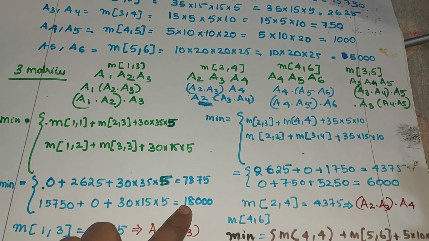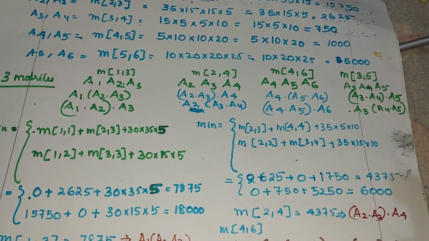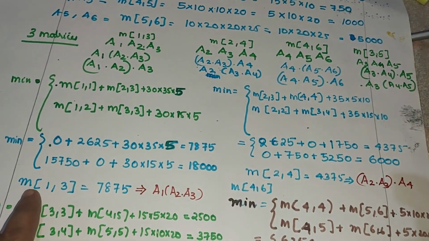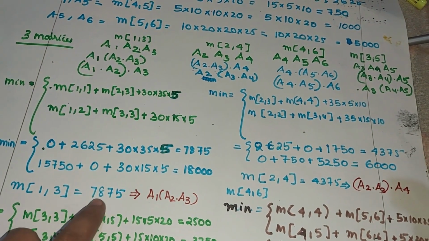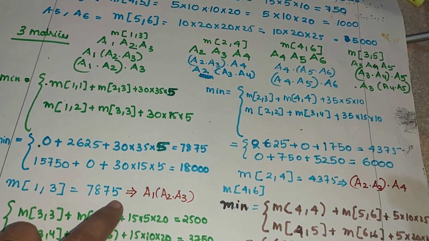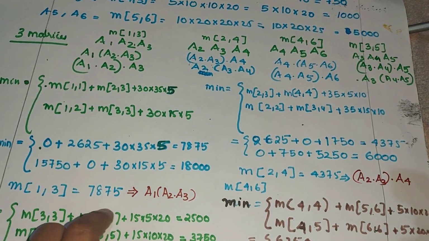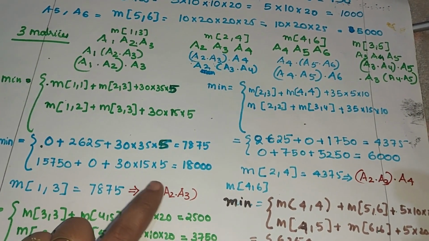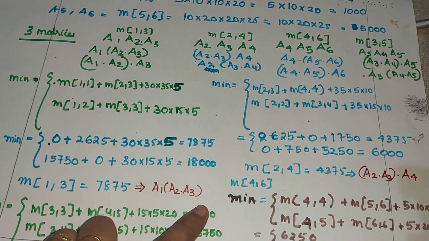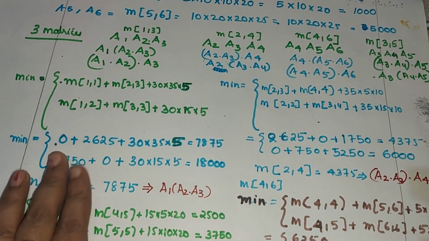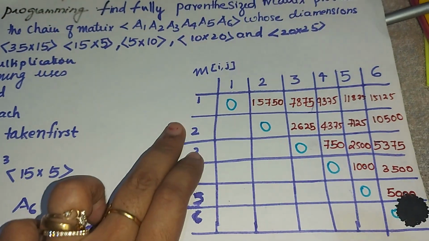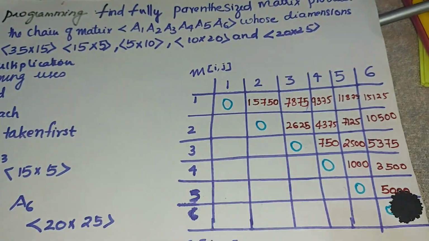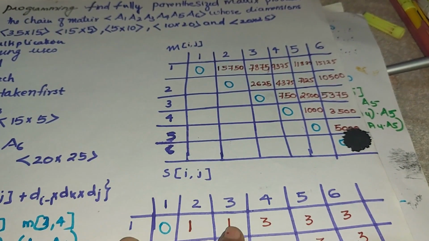Then here it will be 18,000. So which one is smaller among them? This one is smaller among them. Okay. So M1,3 is smaller, that is 7875 we are going to take, which has given you this value, that is A1 alone multiplied with A2 and A3. So you will set in the table: 1,3 will have 7875. The split has occurred from the first position.